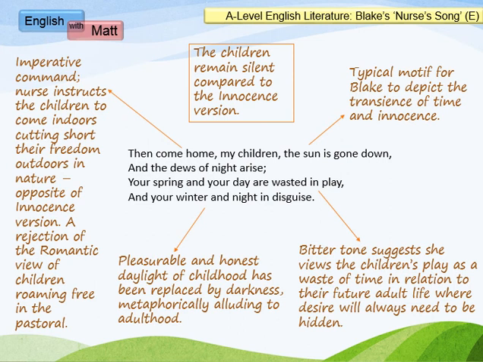The nurse, like in the Innocence poem, asks the children to come in, but it's slightly more imperative here, slightly more commanding. She doesn't give the children as much flexibility to disagree with this. And unlike the nurse in the Innocence version, the nurse here doesn't allow the children to stay outdoors and play, meaning that she imposes constraint and control onto their innocence and their freedom outdoors in nature, which of course doesn't happen in the Innocence poem. So this conflicts with the romantic view of children roaming free in the green world or in the pastoral.